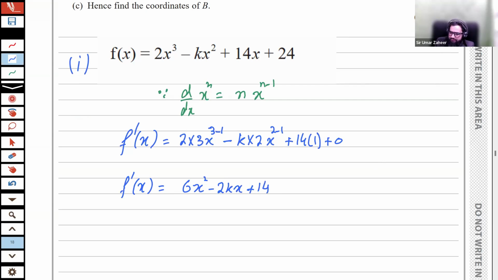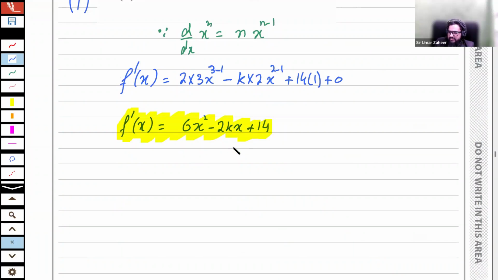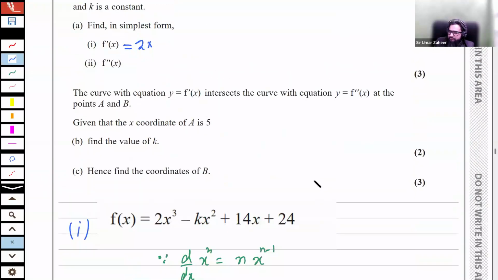Yes, everyone. Any question? I simply take the derivative. Okay, in the next part, he says that you have to find the double derivative. So that means we are going to take the derivative again. So f double dash of x, take the power at the start, subtract one from the power. The derivative of x is 1. The derivative of a constant is 0. So we get 12x minus 2k. This is the answer for the double derivative.